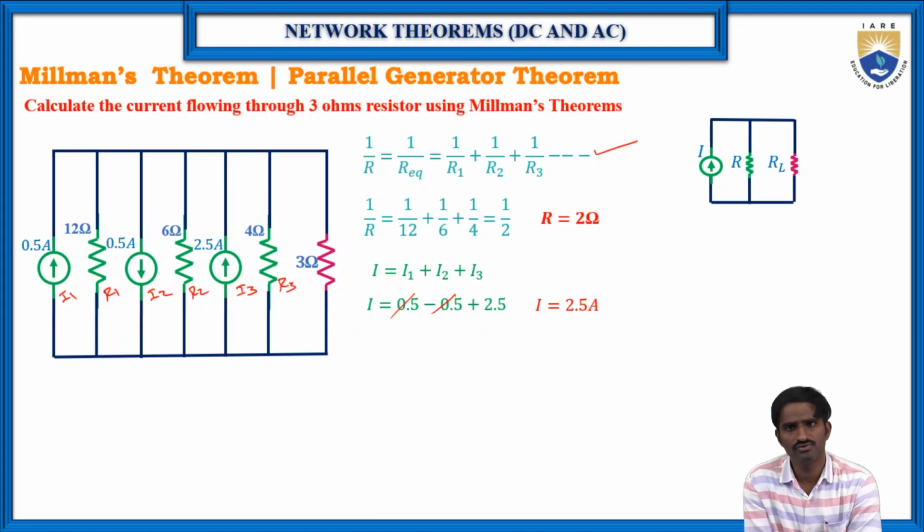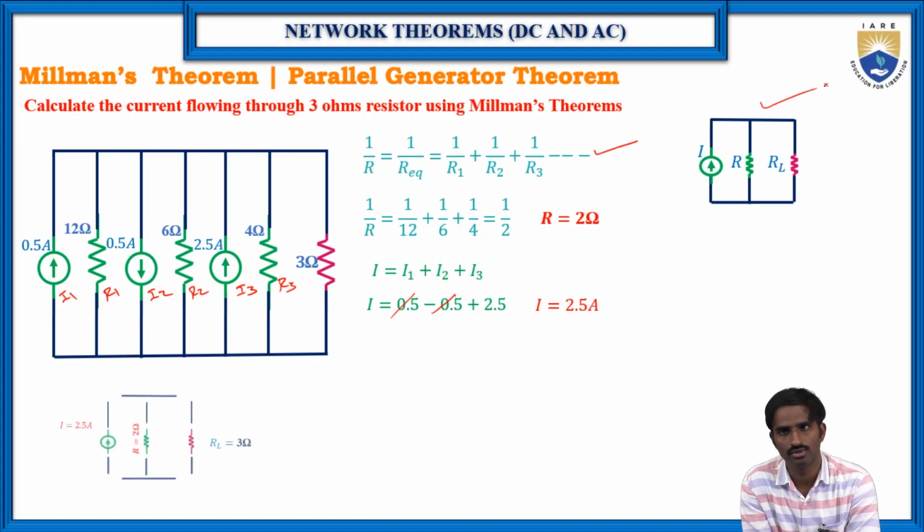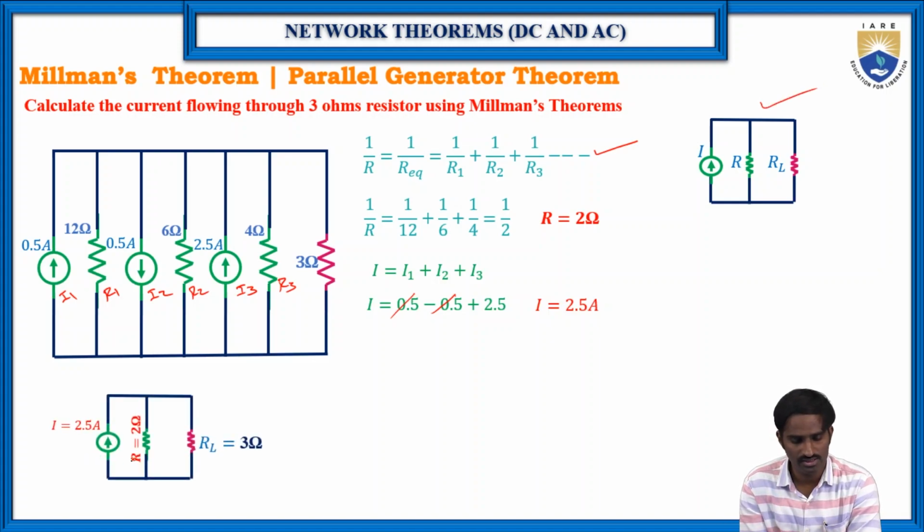Then substitute these values of R and I in this particular circuit. Here I is equal to 2.5 amperes and R is equal to 2 ohms, and RL is equal to 3 ohms. Now we need to find the current flowing through this RL. Let us call it I 3 ohms, which is equal to the total current IN, 2.5.